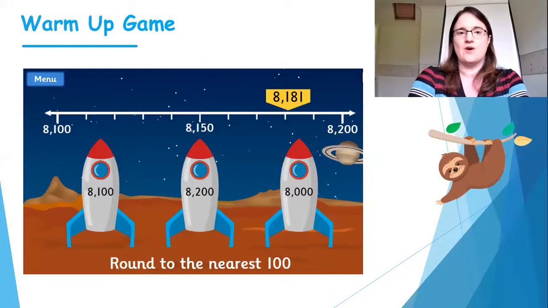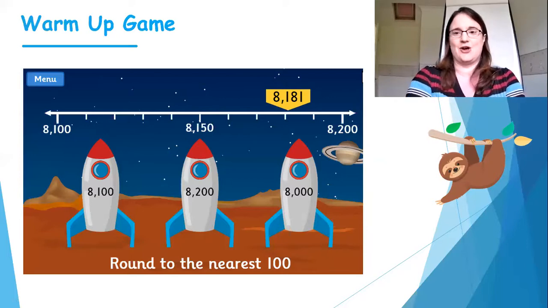8,181. If we're rounding it to the nearest 100, where's it going? Point to the rocket that you think is correct. Where's it going? It's going to 8,200, isn't it? Well done. Did you get that one right? Okay, let's try another one.